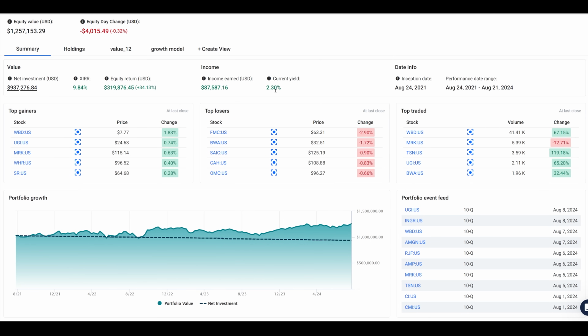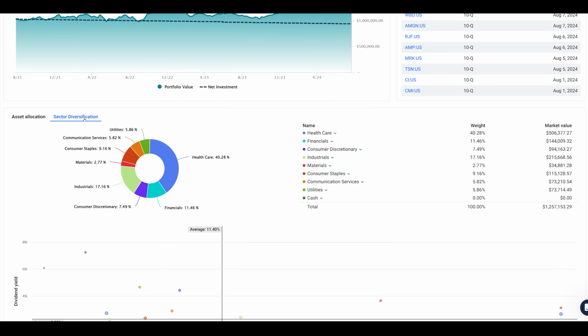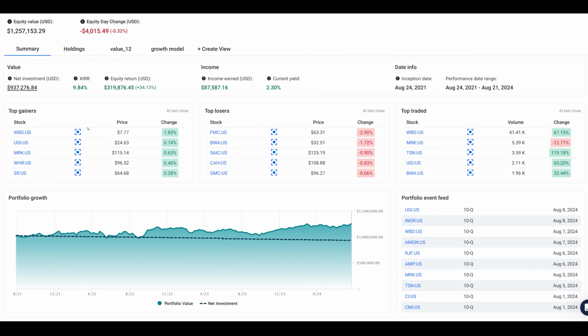All right, we have a much lower current yield of only 2.3%, but we have an annualized rate of return of 9.84%, again compared to the market that only did 7.51. So we outperformed in every way, by income and by total return. But this was for the younger investor who was looking for growth.